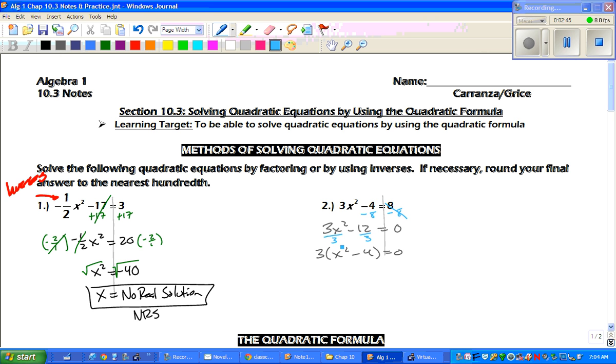That binomial is the difference of two squares. So we can go (x plus 2)(x minus 2) equals 0. Everything that has a variable in it, we set equal to 0. Those you should be able to solve, and then we get our answers: x equals plus or minus 2.